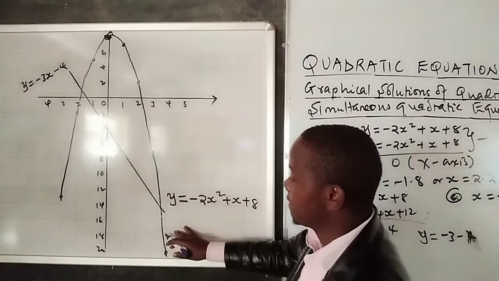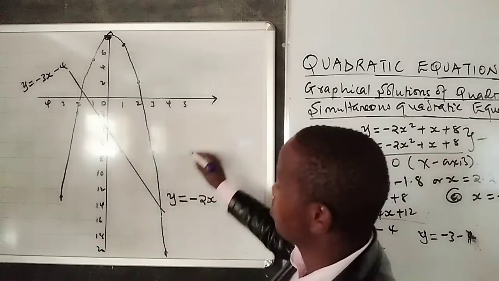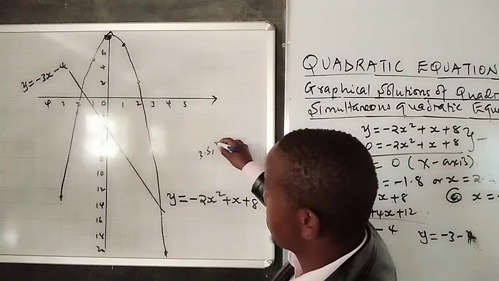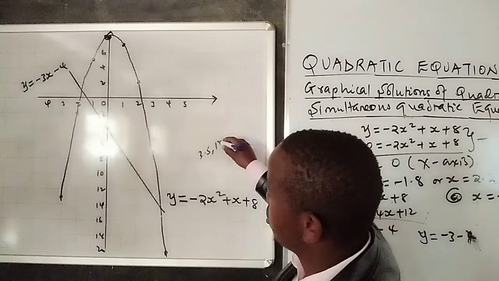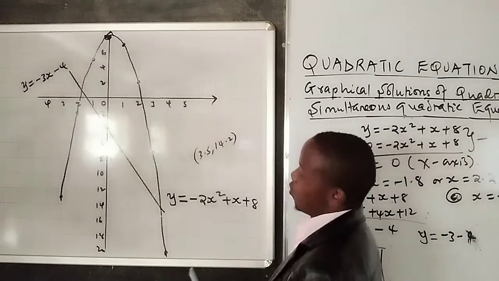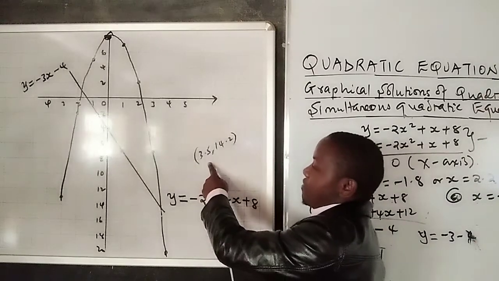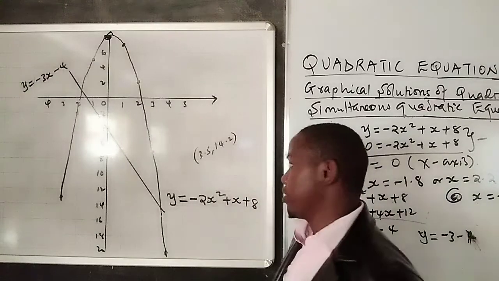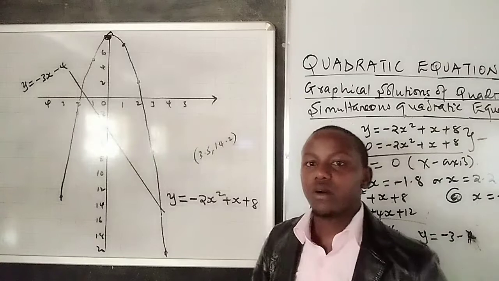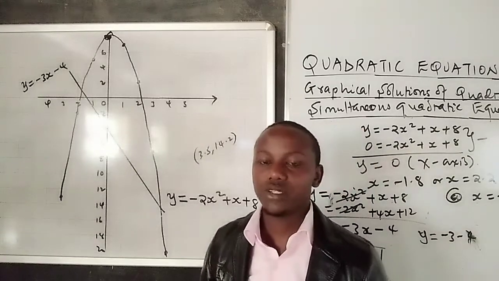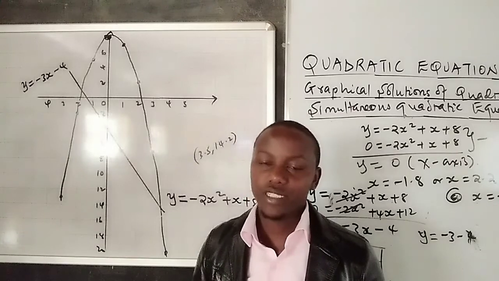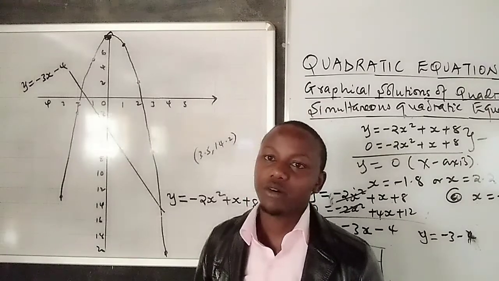Like this one, it's 3.5 and 14.2. Therefore, we say when x is 3.5, y is 14.2. Same for the other coordinate of intersection. Therefore, that's how we solve equations using the graphical methods when they are quadratic.